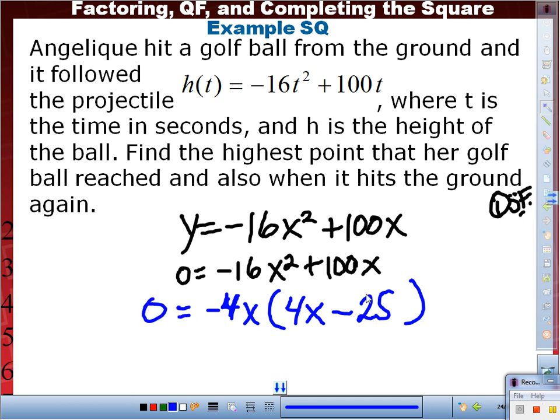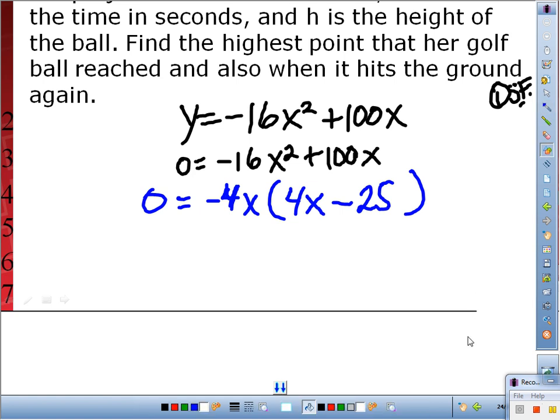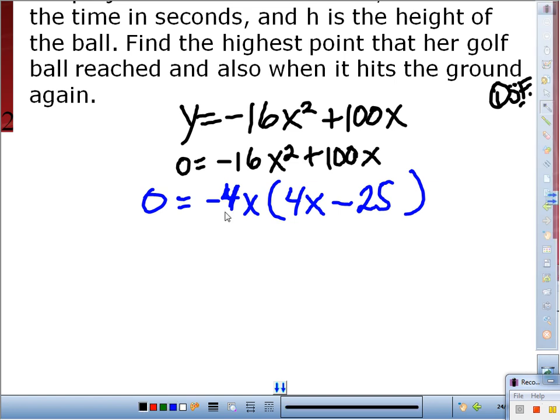You're saying, this one looks kind of weird, Mr. Q. We can't use Power Rangers anymore. No, we can't, because it's already factored for us. You see how we have two factors? So now we're at what? You done with ZPP? Yeah, you know me. So this equal to 0, negative 4x equal to 0, and this equal to 0: 4x minus 25 equals 0.